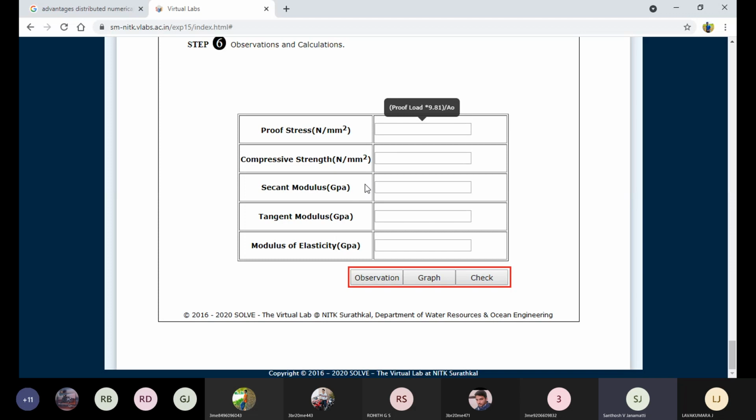Definitely, initial length minus final length, divided by initial length, into 100, gives the percentage of reduction in length. For the percentage of increase in cross-sectional area, you take the final area minus the initial area. The initial area is very small in this experiment. Whenever we are compressing, the cross-sectional area will increase, so we take final cross-sectional area minus initial cross-sectional area, divided by initial cross-sectional area, into 100. Now you get the increase in cross-sectional area in terms of percentage.